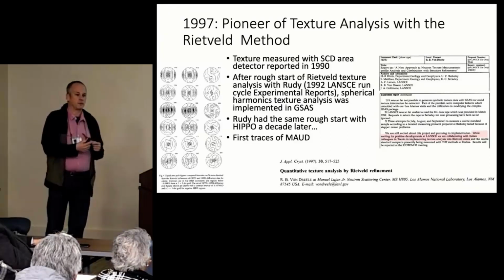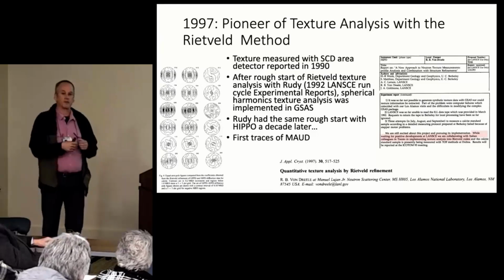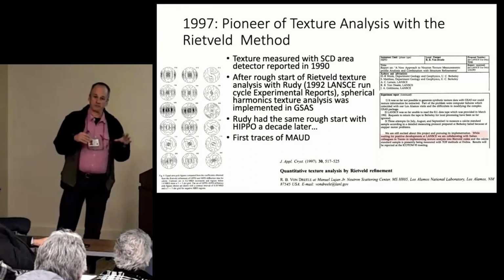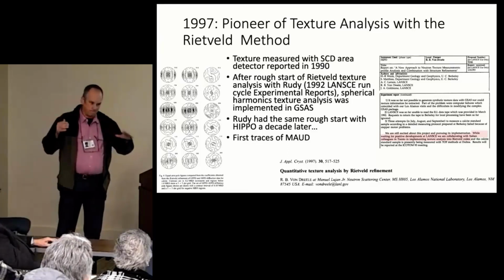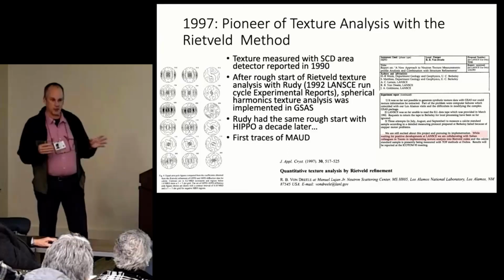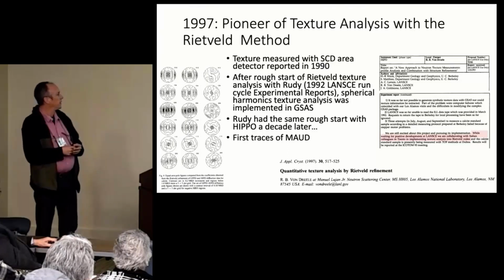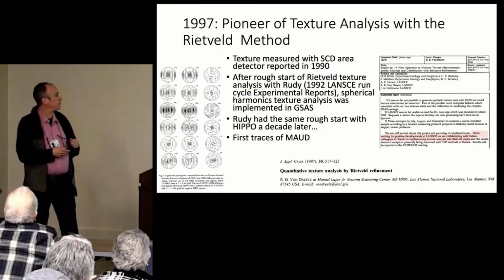And then, as Rudy mentioned, texture measurements happened. Until that time, texture measurements were done with a goniometer, right? You measure pole figures and then invert them and get the orientation distribution function. In Rietveld refinement, there was this famous March-Dollase preferred orientation correction. It's not a texture model. It's not an ODF. It's a correction factor. So Bob implemented that for the first time in Rietveld refinement.